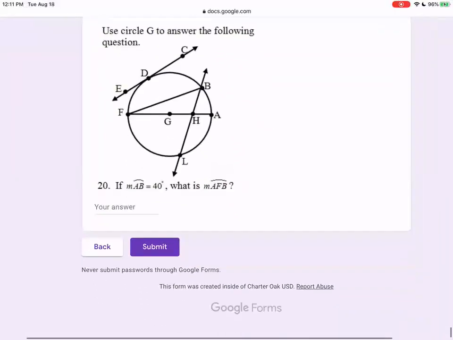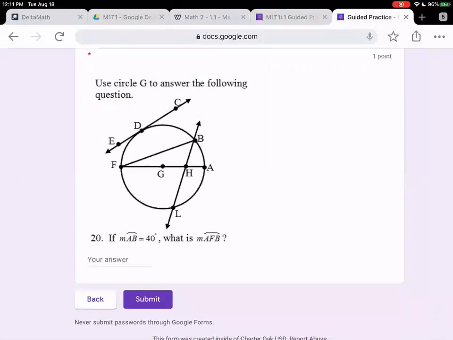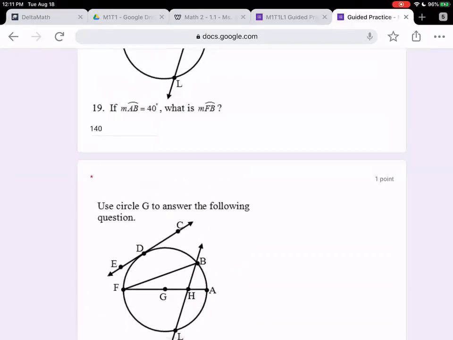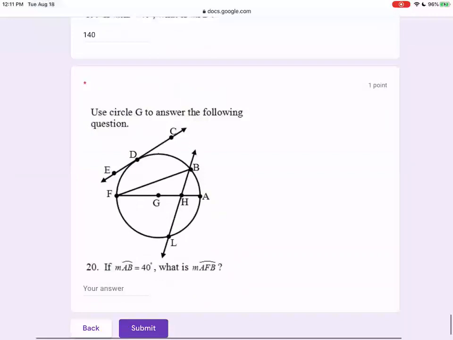Okay, is this our last one? Yes. Finally, right? Okay. So if measure of angle AB is 40, what is the measure of arc AFB? So remember, A to F is halfway around the circle already, which we just said is 180. And then we also have to go from F to B, which we just said was 140. So what we have to do in this last one is add together 180 plus 140.